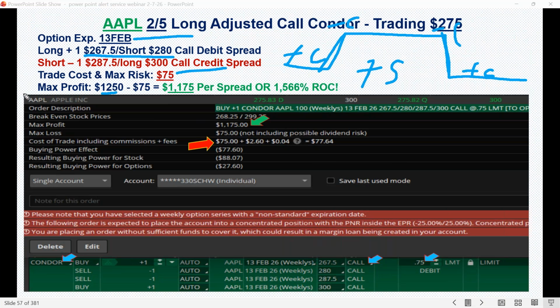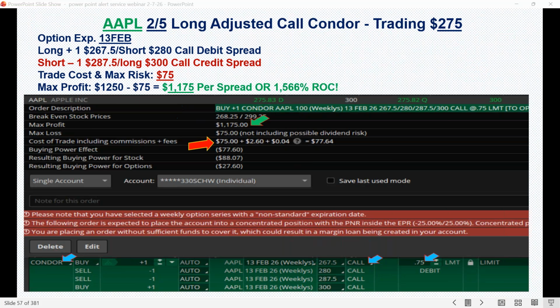Now the potential next Friday, if this goes out next Friday, between our spreads here, between 280 and 287.5, this trade will be up $1,250, less the cost. So it'll be up $1,175. That would be over a 1,566% return trade. So stellar, potential trade setups here.